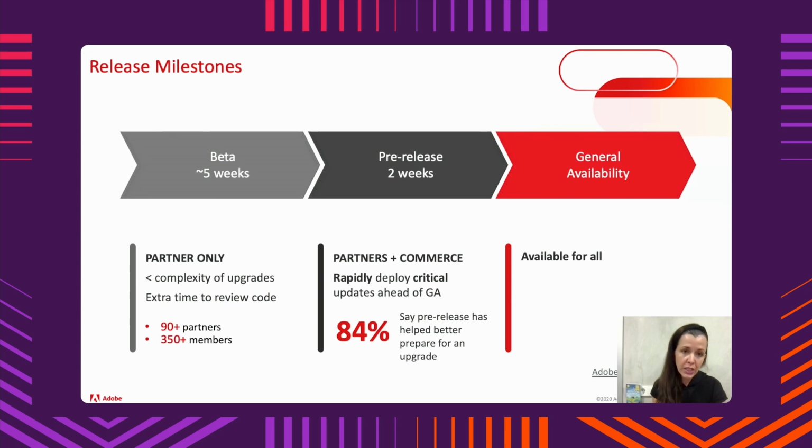Next, we have pre-release, that is GA code. So it's the final code that we will release at the general availability date. But 2 weeks before, we give access to partners and commerce customers. So basically, it's not available for open source projects. The feedback on this program has been great. We have 84% of participants saying that it has helped them to better prepare for the next upgrade. And of course, then we have the general availability, that is the date when the release is available for everybody.